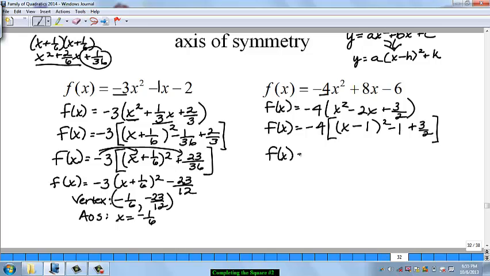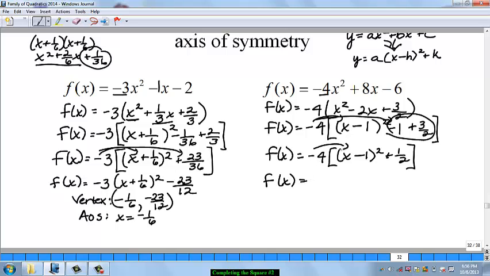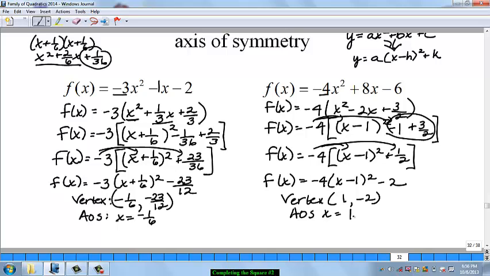Now we're going to distribute the negative 4 through there. Whoops, first I got to combine those. I'm going too fast, so let's just wait on that. So let's do this first. I'll take my time, go fast slowly. Negative 1 plus 3 halves comes out to be positive half. Now let's distribute. Sorry, I was going a little fast. So it's going to be negative 4, x minus 1 squared. And then negative 4 times a half is negative 2. So my vertex is 1, negative 2. My axis of symmetry is x equals 1.